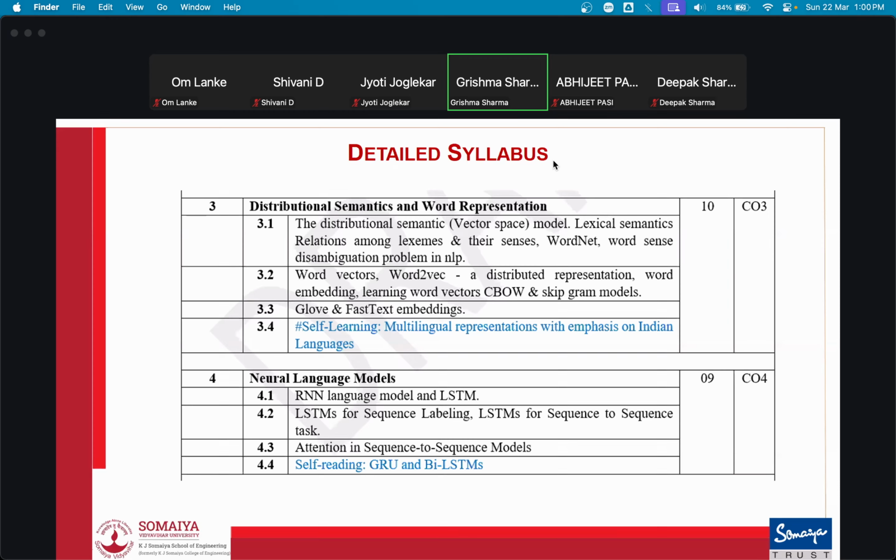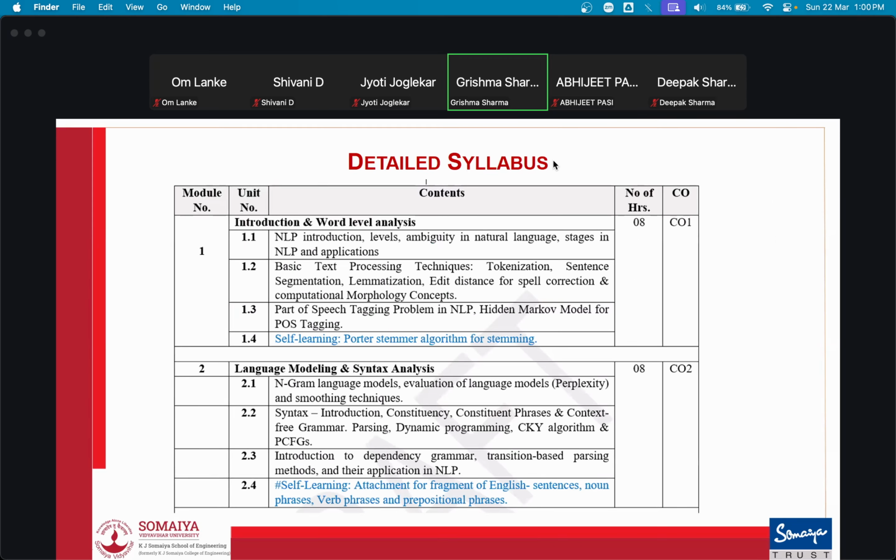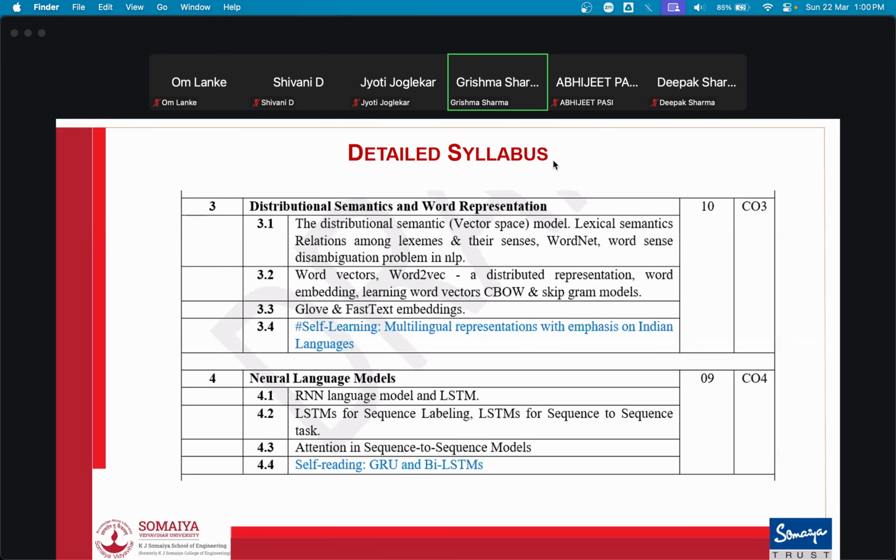Once we have done the syntax analysis, in module number 2 we will be looking basically at the relationship between the words and whether the sentence is grammatically correct. Once we have grammatically correct sentences, we will go for distributional semantics and word representation. The important thing is how to represent your grammatically correct sentence in different word representations, starting from one-hot encoding and TF-IDF, that is, term frequency and inverse document frequency, which are statistical methods. These techniques won't give you the context of one word with another word. To find that context, we have distributional semantics.